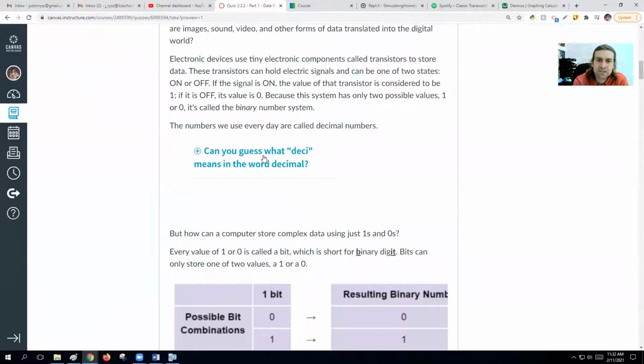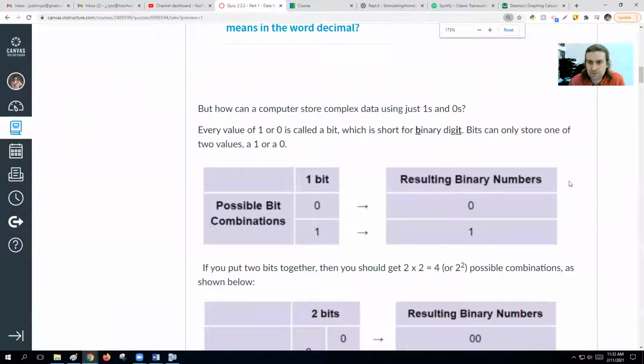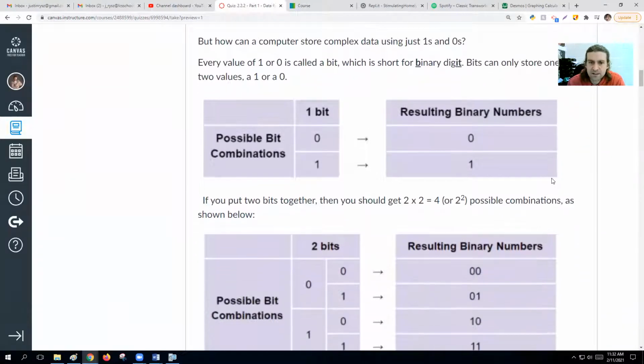The numbers we use every day are called decimal numbers, and the deci here means 10 because there are 10 digits we use: 0, 1, 2, 3, 4, 5, 6, 7, 8, 9. So how can a computer store such complicated numbers by using just ones and zeros? The way they do that is by looking at the possible combinations of binary digits. If we have 1 bit, one source of information, there are only two possible combinations: a 0 or a 1.